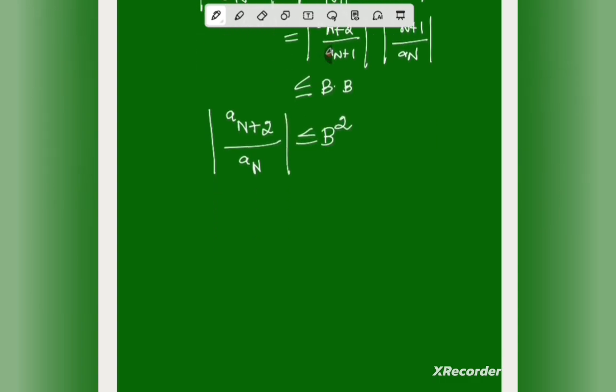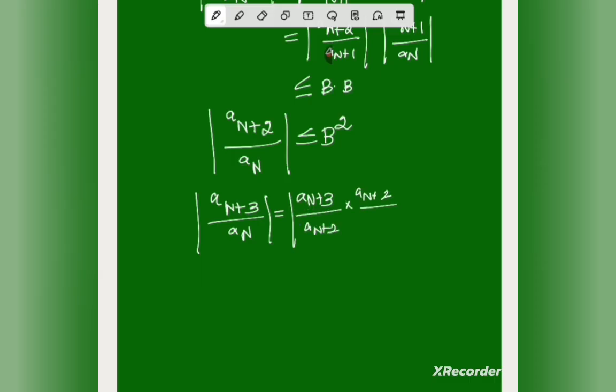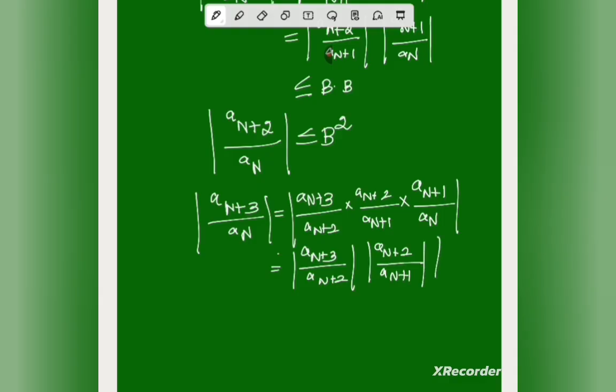Next, similarly, I can continue the results, right? So what can I write? |a_{n+3}|/|a_n|. In the same way, I can write this as |a_{n+3}|/|a_{n+2}| into |a_{n+2}|/|a_{n+1}| into |a_{n+1}|/|a_n|. So all these values, I can split the modulus like this.